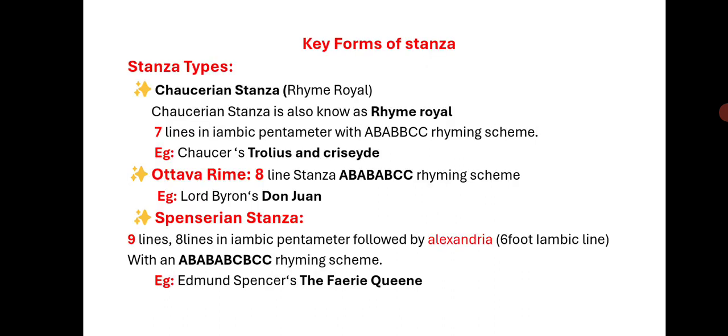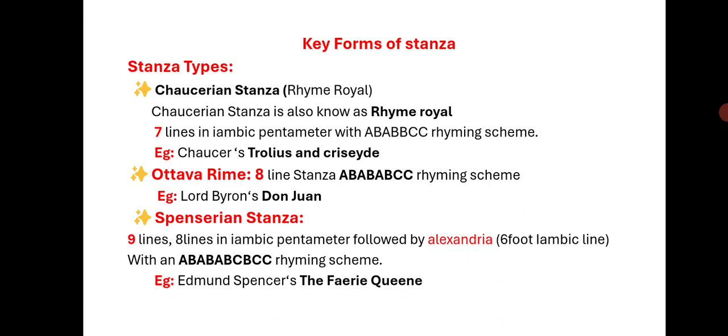Stanza types. Chaucerian stanza is also known as rhyme royal. Actually, he introduced the rhyme royal to English literature. 7 lines in iambic pentameter with ABABBCC rhyming scheme. It often deals with a moral theme. For example, Chaucer's Troilus and Criseyde.